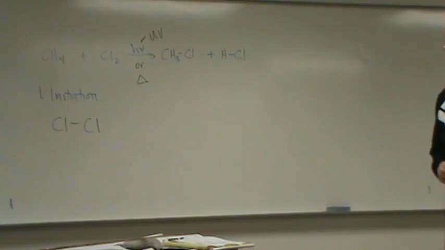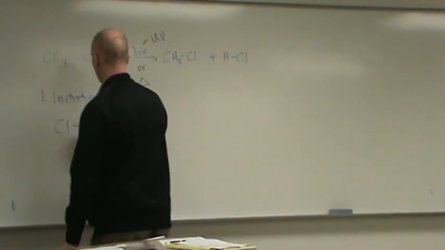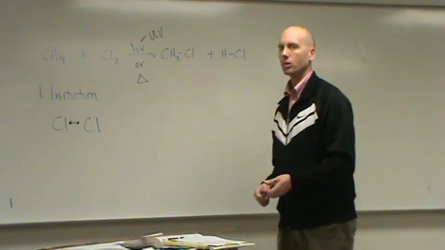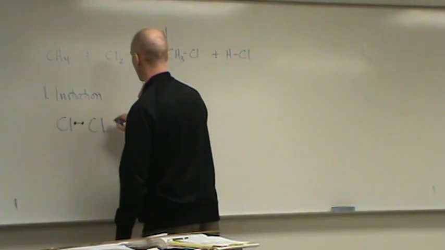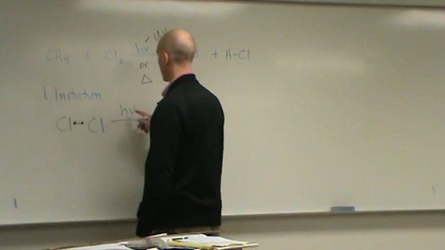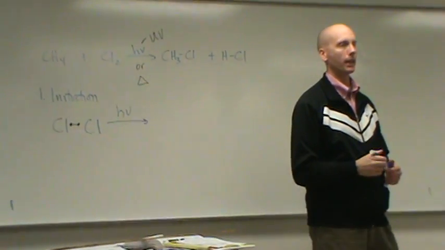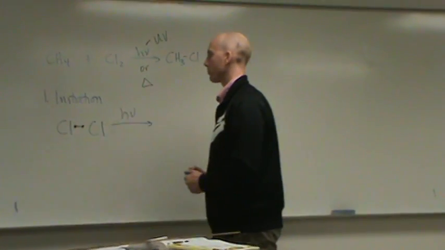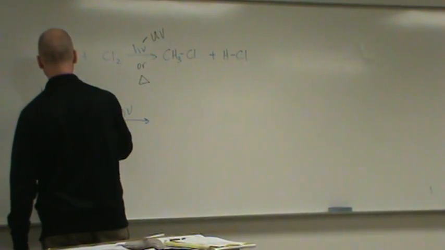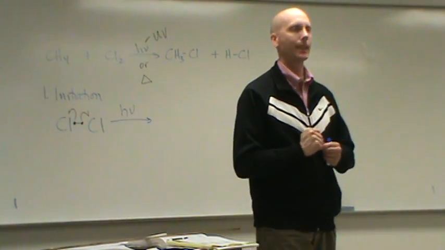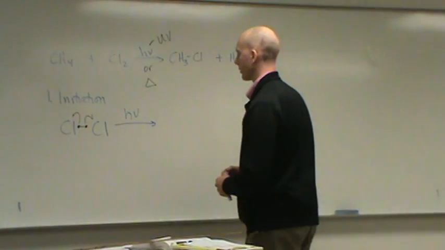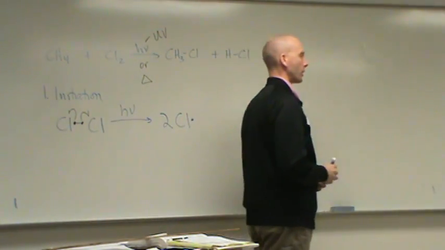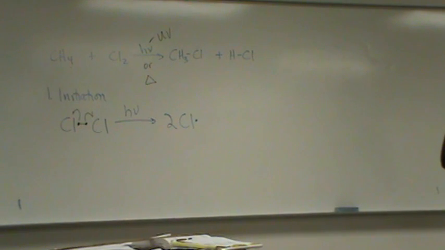Okay? So let's take that, focus in on the electrons. How's that going to break apart? Does it break apart on its own? No. We need some energy. That's where our UV light will come into play. That's going to give us energy to break it apart. It does the karate chop for us. So we can show the electron movement like that for our homolytic cleavage. And so that produces 2 chlorine radicals.